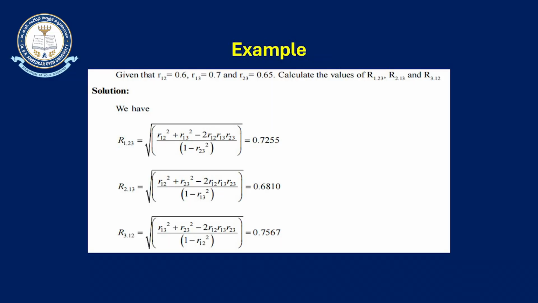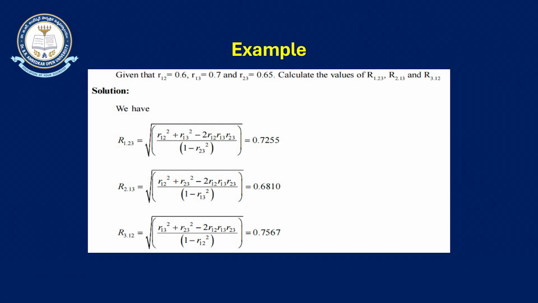Now, I am going to find the multiple correlation coefficients with an example. R12 is given as 0.6, R13 equal to 0.7, R23 equal to 0.65. The question asks to find the multiple correlation coefficients. R1.23 means the first variable depends on 2 and 3, R2.13 means the second variable depends on 1 and 3, and R3.12 means the third variable depends on 1 and 2. So, such values you will be asked for.